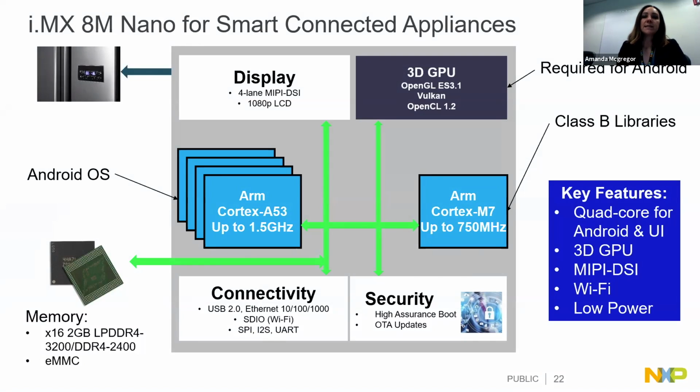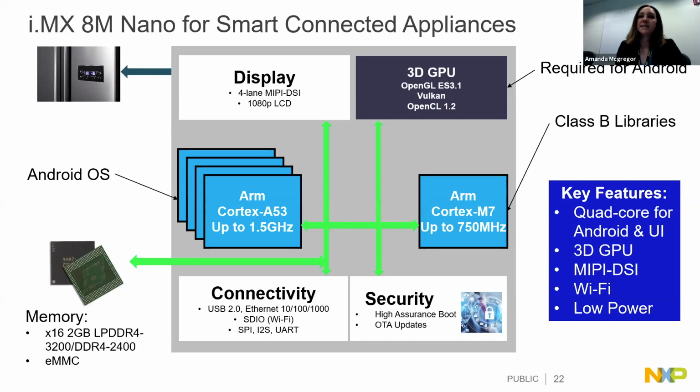So in this particular example, we're running Android. So that's really important to have a quad core to be able to run an Android operating system. We have Android 9 running today. We'll have Android 10 coming in 2020. So we continue to upgrade our software as our new products come out. The 3D GPU is essential to run Android. Okay, so that is a key element that's used in this particular application example.